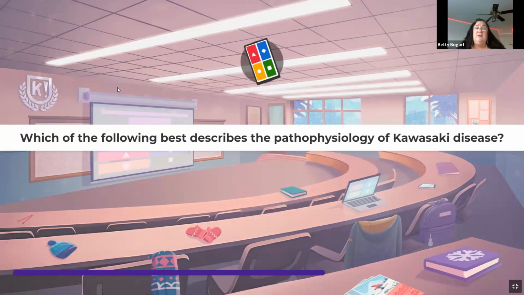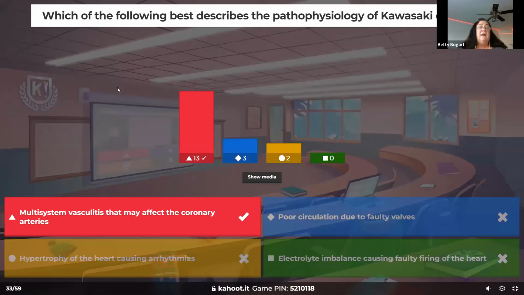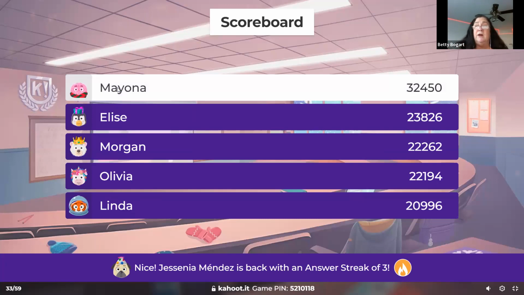Which of the following best describes the pathophysiology of Kawasaki disease? So it's a multi-system vasculitis. And the big thing is the coronary arteries and aneurysms, which could cause death, of course. How do we treat it? IVIG and aspirin, right? Only time aspirin.